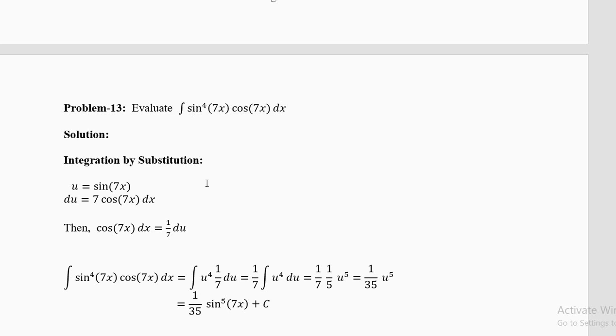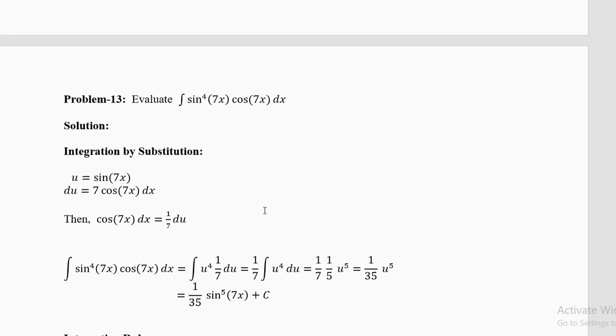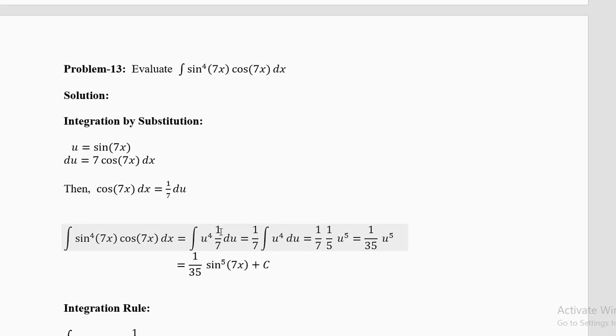Now the number is found by writing the substitution. u equal to sine 7x, du equal to 7 cosine 7x dx, cosine 7x dx equal to 1 over 7 du. So you'll get u power 4 into 1 over 7 du. Both cosine 7x and dx have to be transformed into du. 1 over 7 will come out, you'll get u power 4 du. The answer is u power 5 divided by 5. 7 into 5 is 35. You'll write 1 over 35 u power 5.